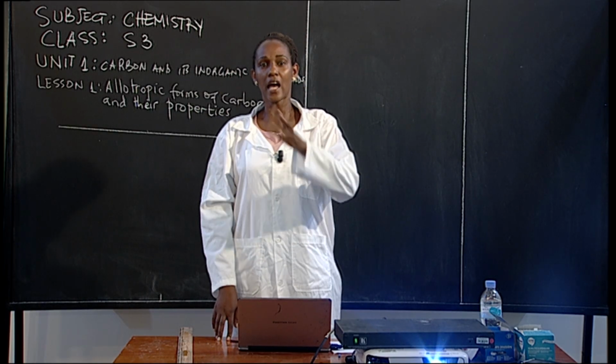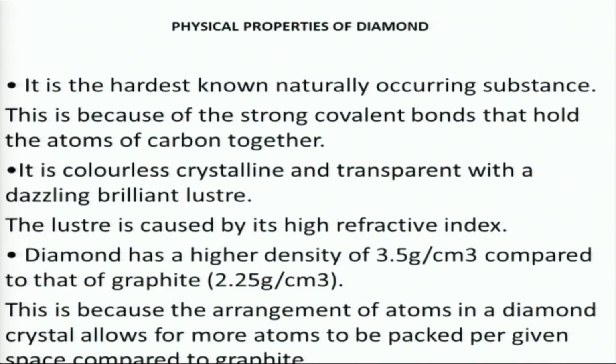1, diamond is the hardest known naturally occurring substance. Why do you think so? We are saying that diamond is the hardest known naturally occurring substance. This is because we have said that in the structure of diamond, all the 4 carbons are bonded together by a strong covalent bond. So it gives its shape to become the hardest substance in nature.